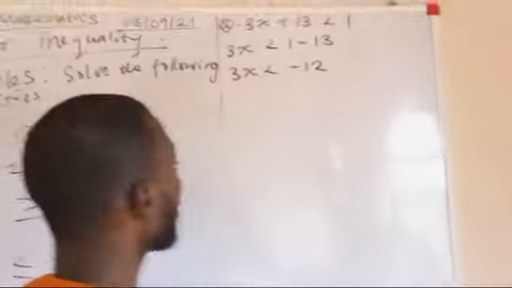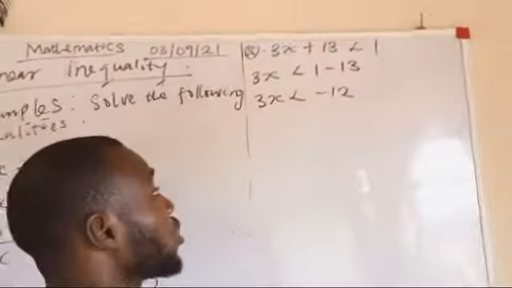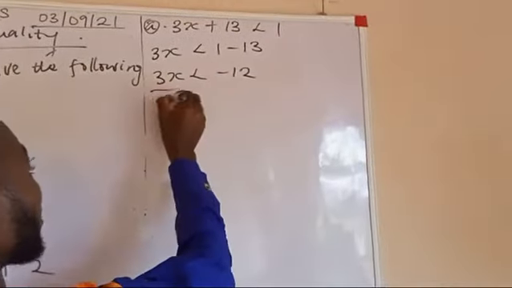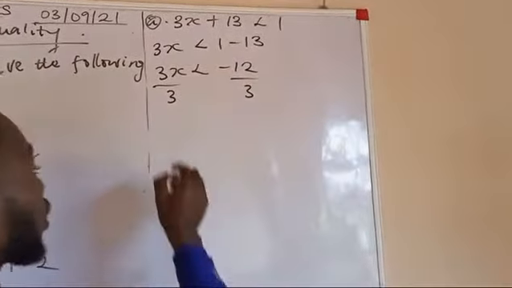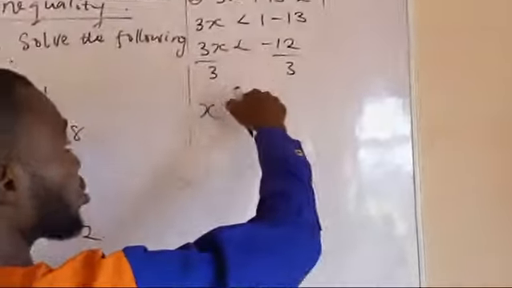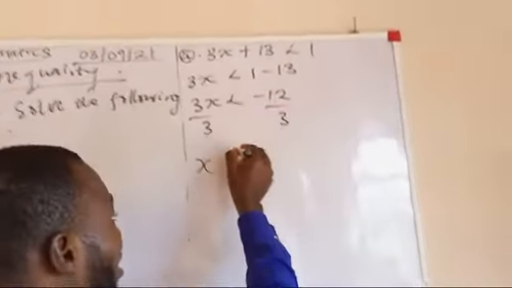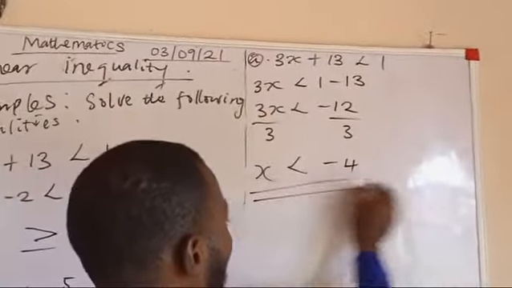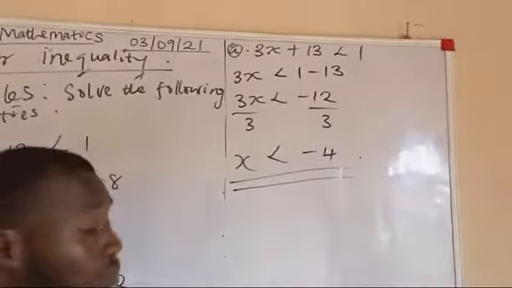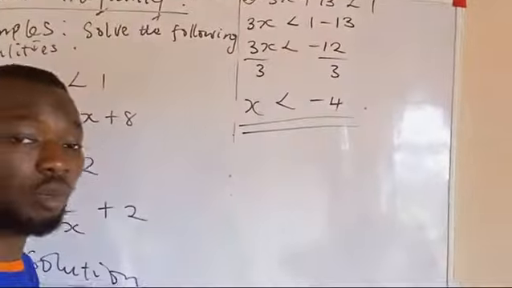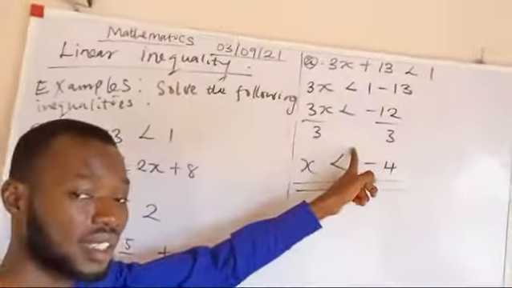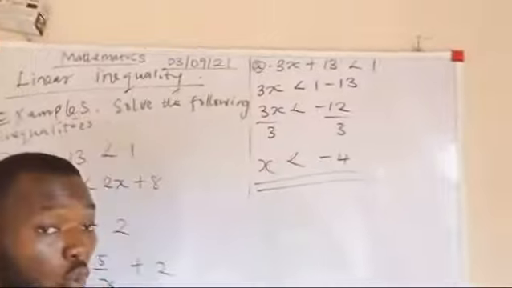So at this point, we are looking for the value of x. We have to divide both sides by the coefficient of x, which is 3. So we divide both sides by 3, so that the 3 cancels the 3. x will now be less than minus 12 divided by 3, which gives us minus 4. I hope it's very simple. It's still the same thing as a normal equation, but here you use the inequality sign instead of the equality sign.